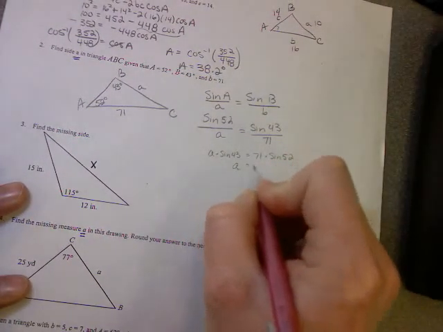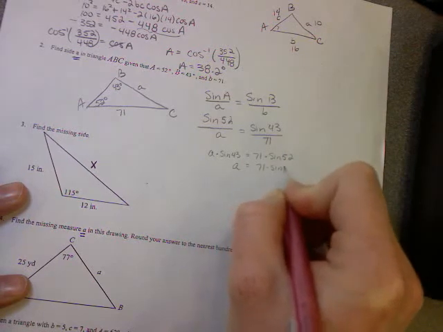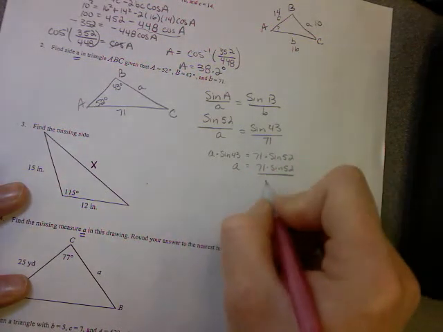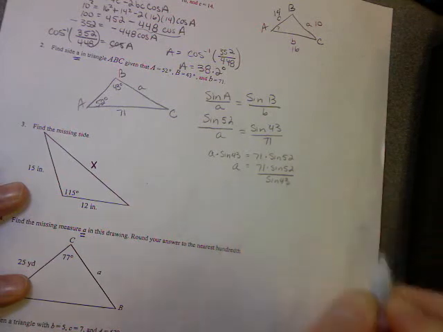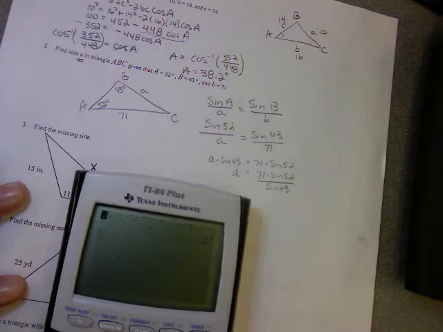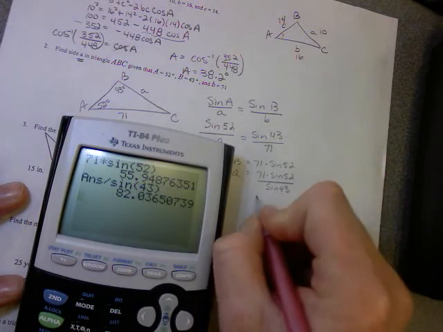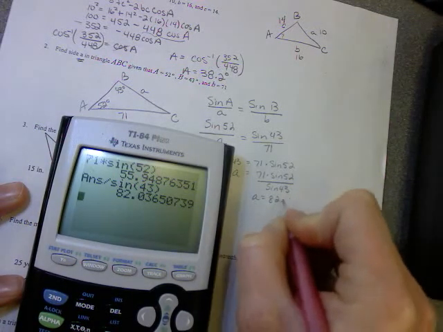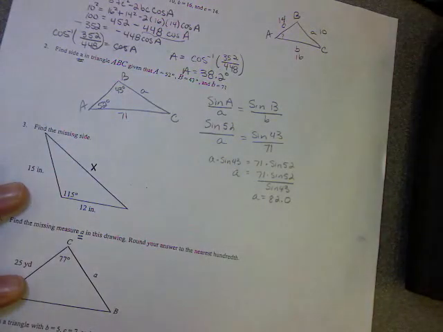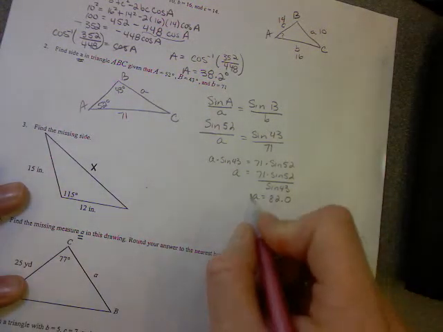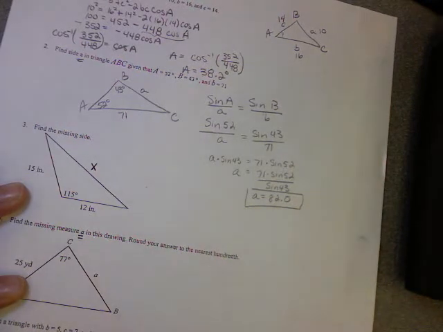So to get a by itself, 71 times the sine of 52 divided by sine of 43. So we can just enter that right into the calculator. 71 times the sine of 52 equals, and then we're going to divide that by the sine of 43. So this is 82.0. So side a is 82.0.